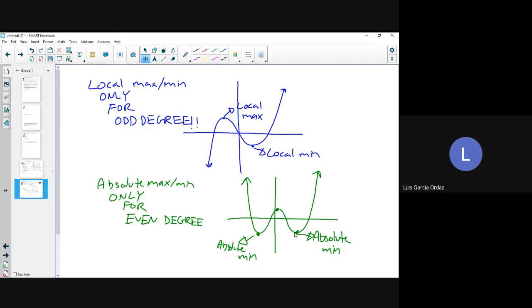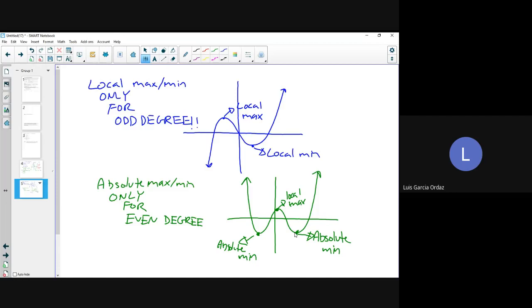And when you have an absolute minimum with an even degree polynomial function, you will have this. What do you think this would be called up here? Because it's not the highest point, so it would be a local max. Okay? But I thought local was only odd degree. So local max and local min are for odd degree. You will never have an absolute max or an absolute min for an odd degree function. But for even degree, when the leading coefficient is positive, you're gonna have absolute minimums and a local max.